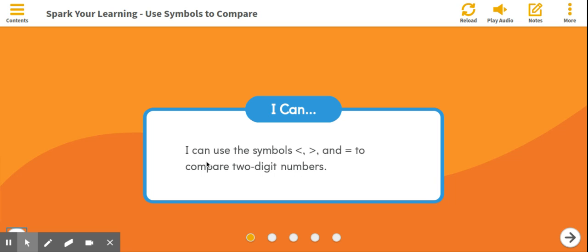So let's take a look at the I can statement together. I can use the symbols less than, greater than, and equal to compare two-digit numbers. You'll find out what that means in just a minute. These are the three symbols that we're going to be using today.